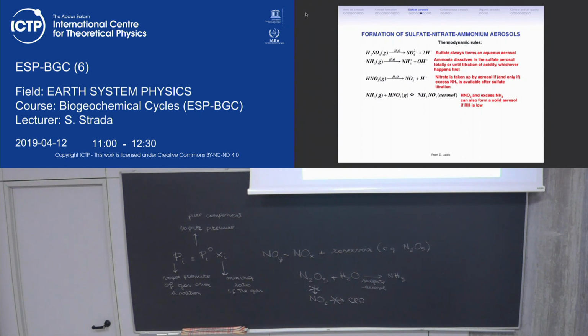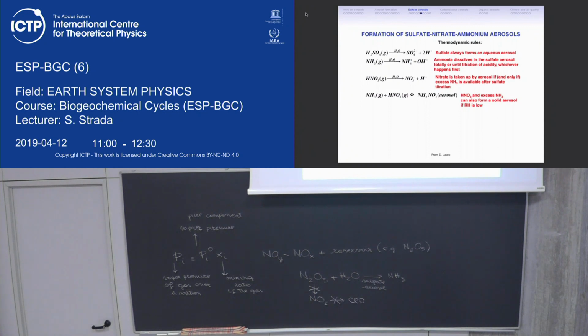You can imagine it as a competition. They both want to get the ammonia, because ammonia is a base and will absorb the excess of acidity. However, most of the time, sulfate is winning in this competition. It's the first to have the ammonia that absorbs the excess of acidity, and so if some ammonia is left, then nitrate aerosol can be formed.